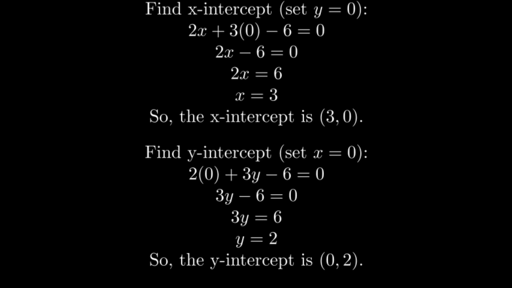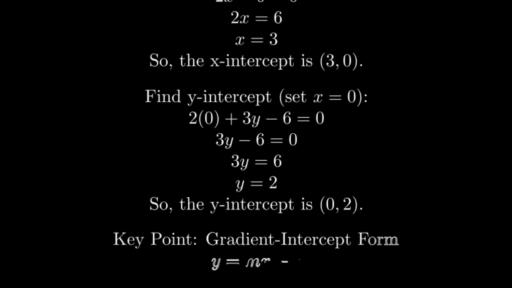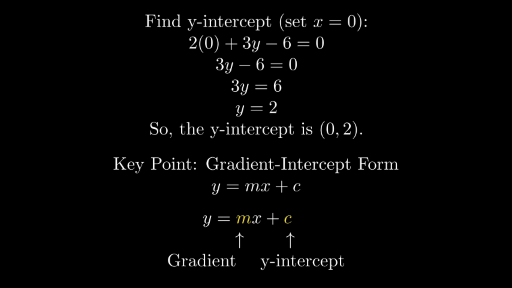The y-intercept is particularly important because it appears in a very common form of a line's equation. This is called the gradient-intercept form, y equals mx plus c. It's incredibly useful because it tells you the gradient and the y-intercept just by looking at it. In this form, m is the gradient of the line and c is the y-coordinate of the y-intercept. So the y-intercept point is (0, c).